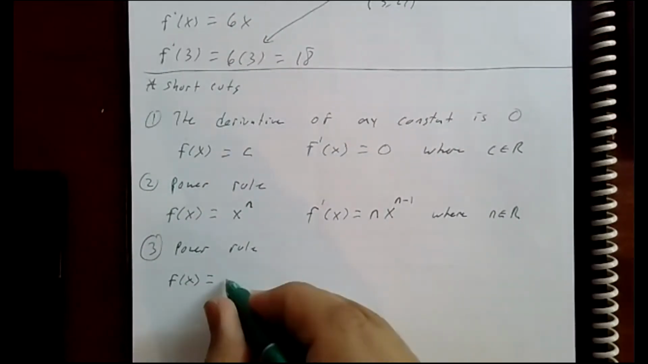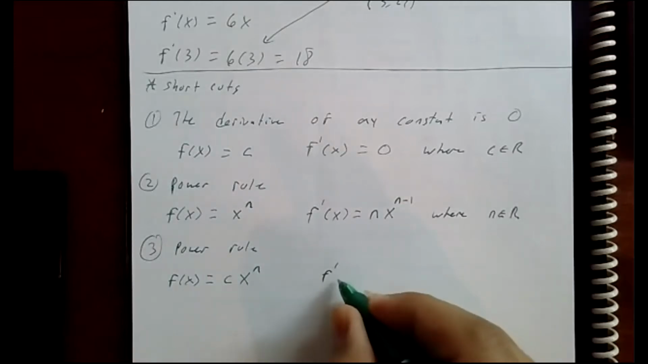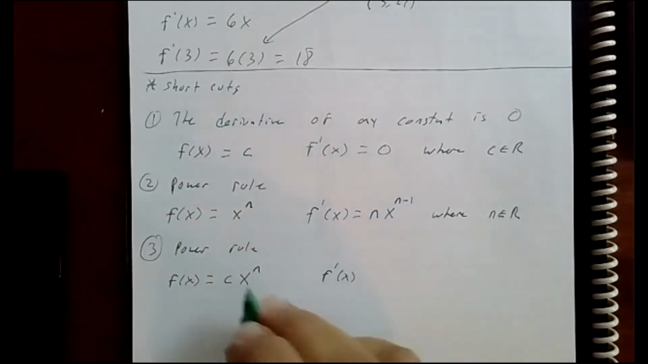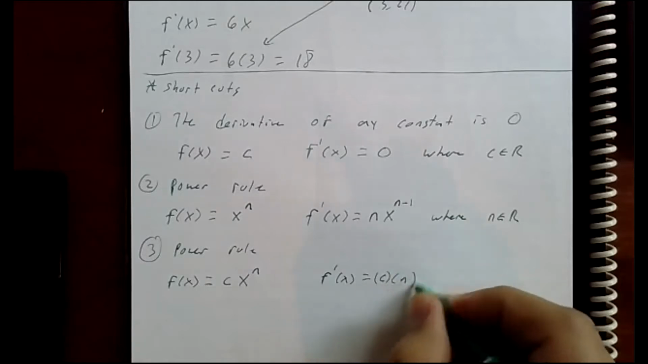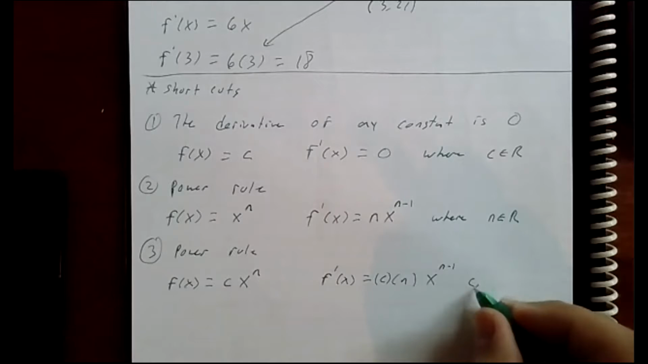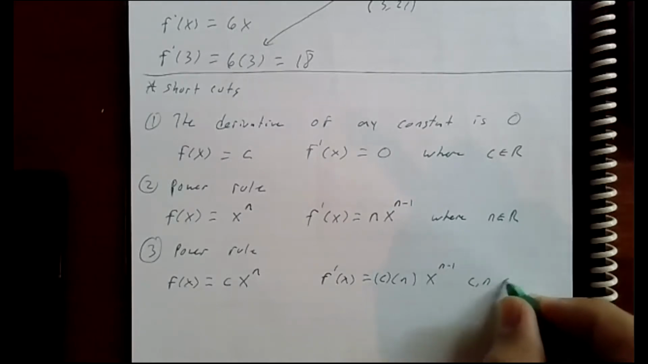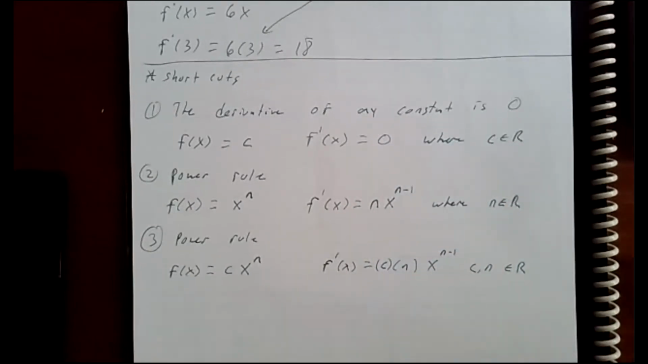Let's say you had some number in front, right? The derivative would just be the power multiplied times c. So it'd be c times n times x to the n minus 1, where c and n are elements of the real numbers. So that should be enough for all of chapter 3.1 and probably 3.2.